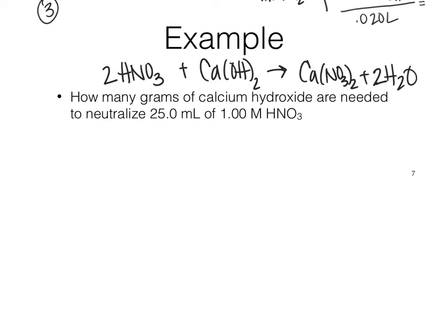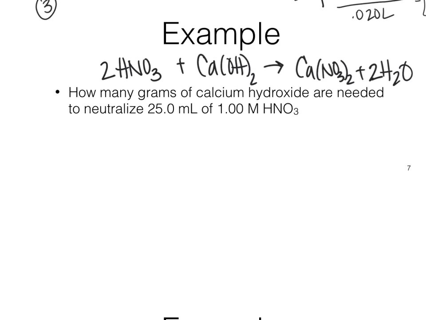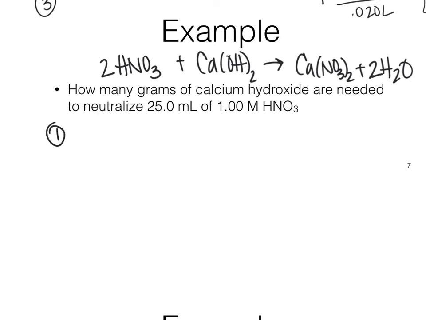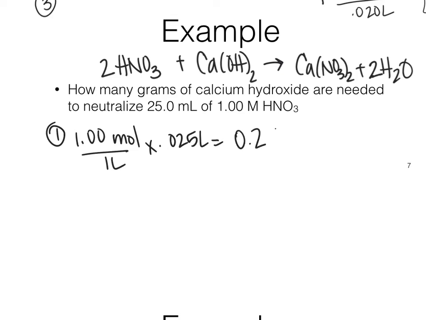So now we can begin our calculation. Step 1 is to determine the number of moles. So we have our 1.00 moles in 1 liter times 0.025 liters, which gives us 0.025 moles.